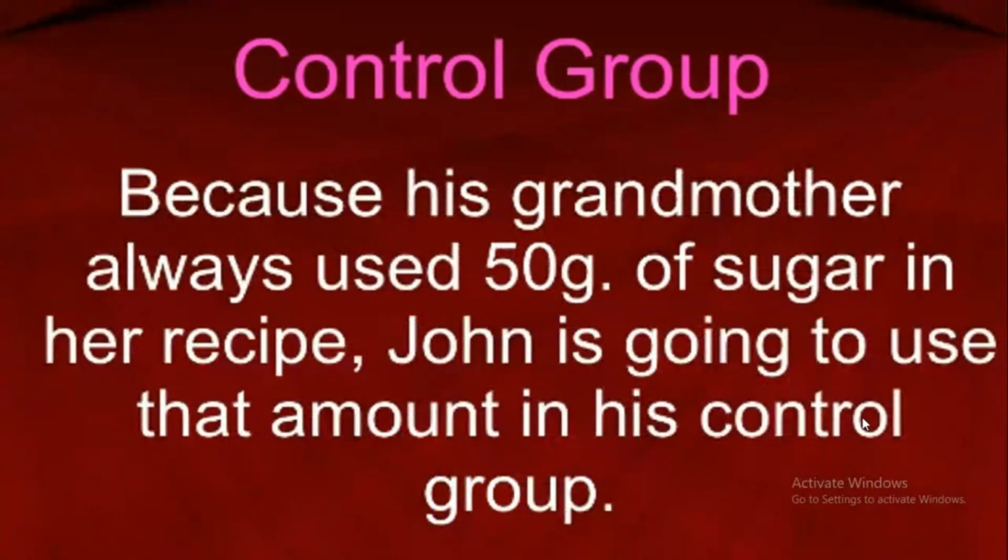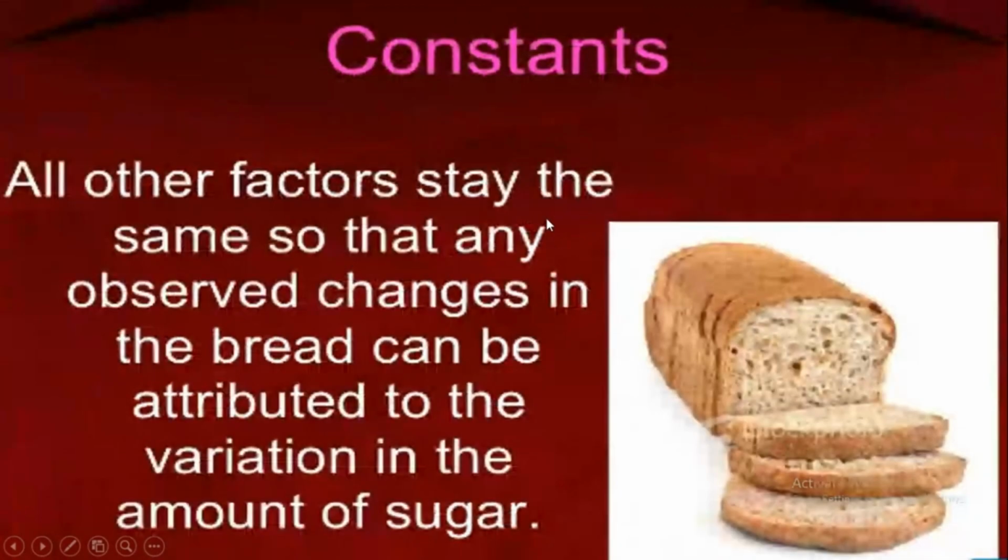Because his grandmother always used 50 grams of sugar in her recipe, John is going to use that amount as his control group. As he always watched his grandmother use 50 grams of sugar, he will change the quantity. But every time he changes the quantity of sugar, he always compares the results of the experiment with these 50 grams of sugar, right? So this 50 grams of sugar is considered the control group in his experiment.